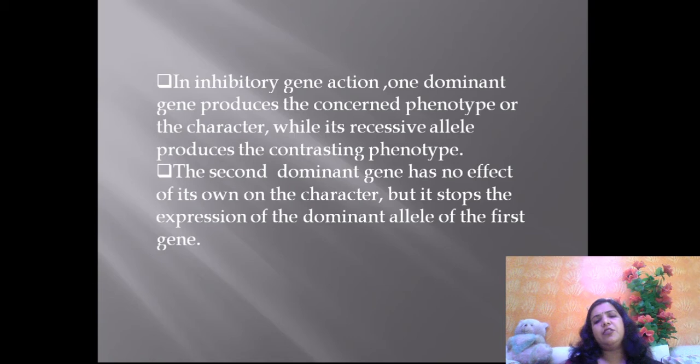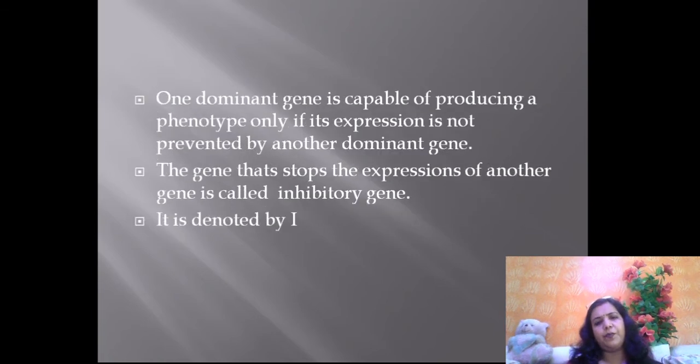For example, let us assume there are two genes A and I. A is able to produce its concerned phenotype, whatever it may be, but in the presence of I, A is not able to produce its phenotype or the concerned character. Because I is an inhibitory gene, it stops the expression of the first gene, that is the A gene. So A and I, two dominant genes, are interacting and produce a modified ratio.